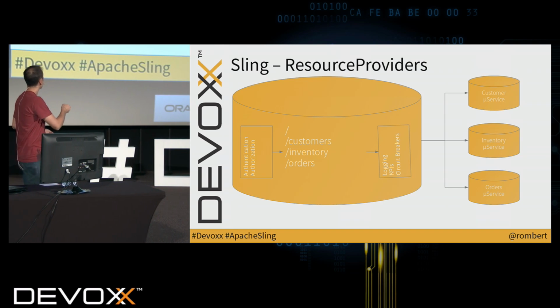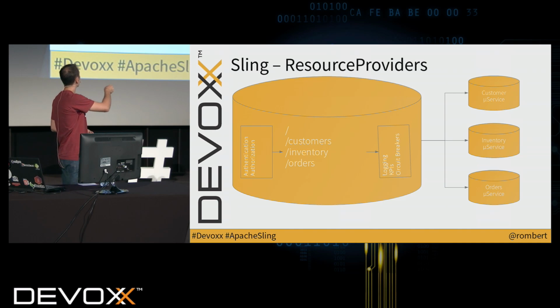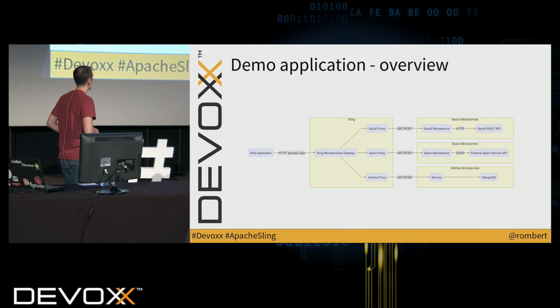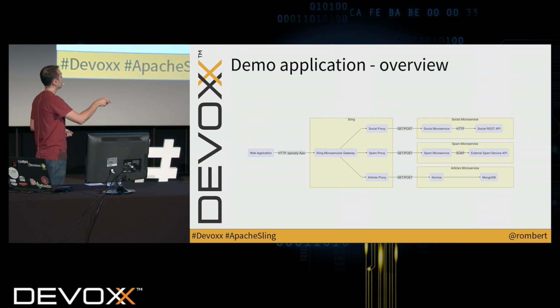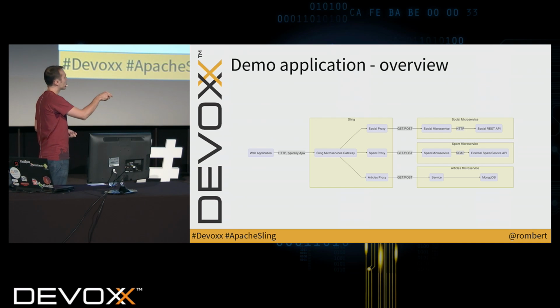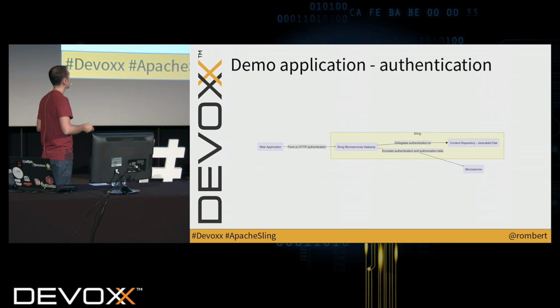And the way this gateway looks is, in the front, we have authentication and authorization, and then we have various subtrees in the URL space, which are mapped by Apache Sling to various microservices. And in between, we have all of these cross-cutting concerns that happen before authentication and authorization. The demo application is a Microservices Gateway, which runs a number of proxies going to social microservices, which return Twitter messages, spam checking, and a list of articles. So it's basically a blog.